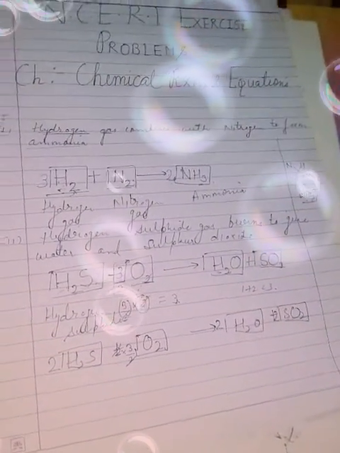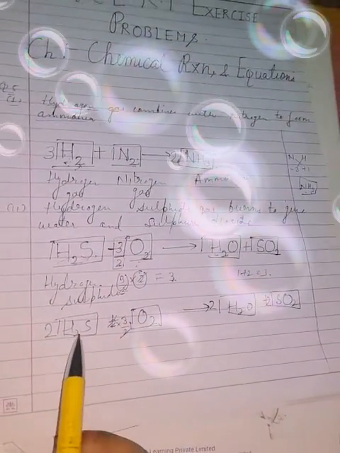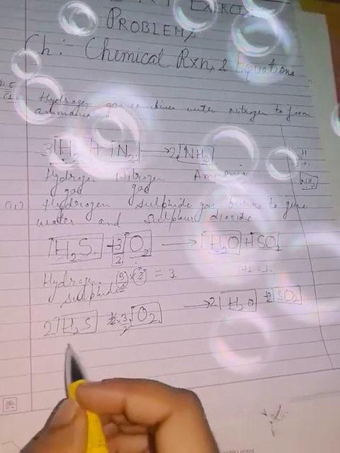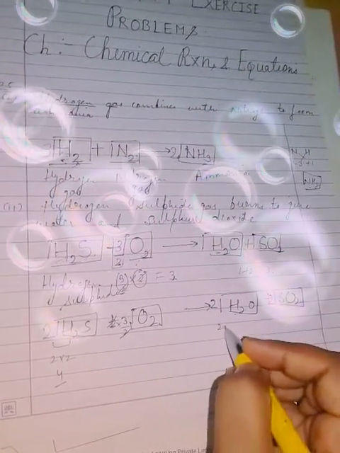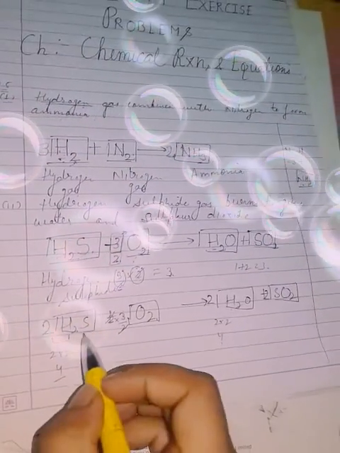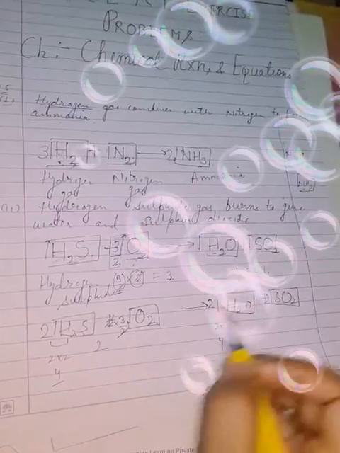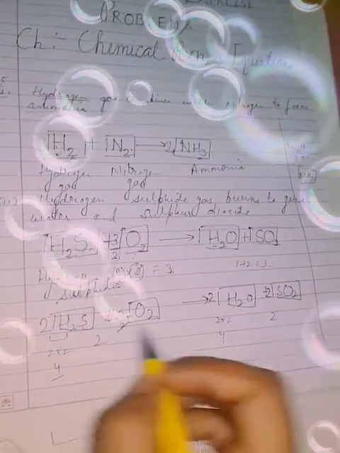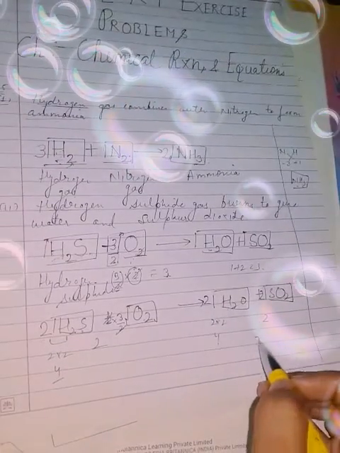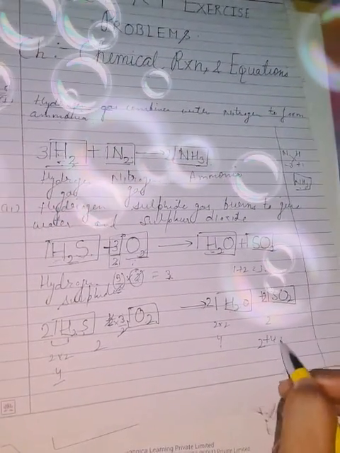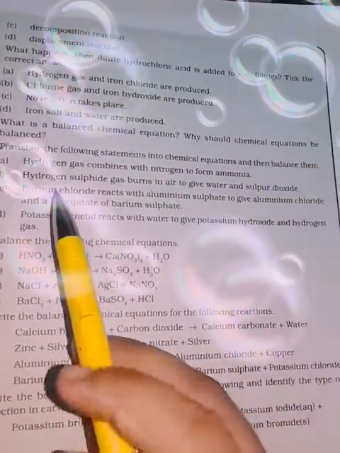Now let us check whether our equation is balanced or not. Hydrogen check: 2 times 2 is 4, 2 into 2, 4 atoms are there. Here 2 into 2, 4 atoms are there. Sulfur, how many atoms are there? 2 atoms are there. Sulfur, 2 atoms are there. Oxygen, 3 times 2 is 6. Oxygen here, 2 over here and 2 times 2 is 4, 4 over here. That is 6. The equation is balanced.